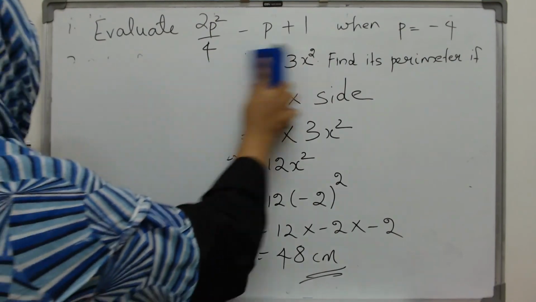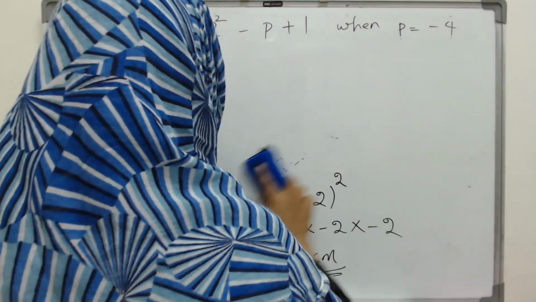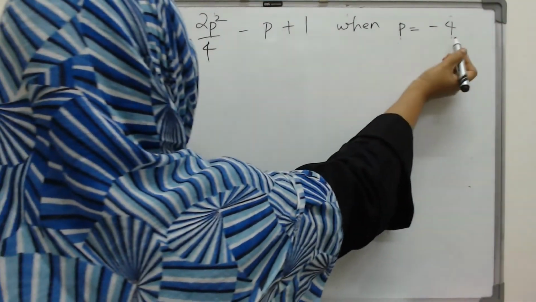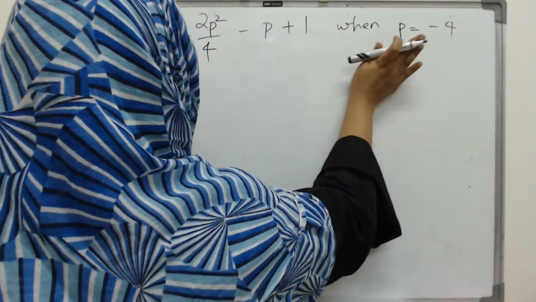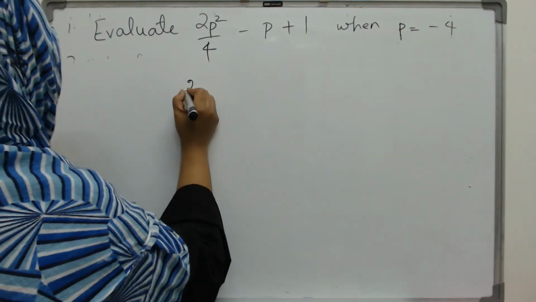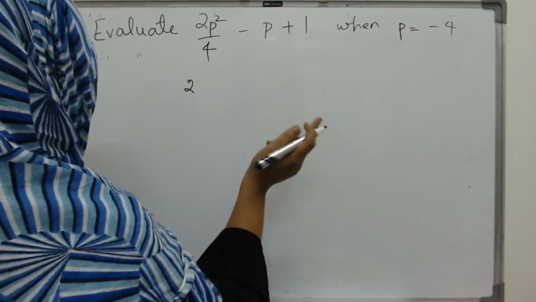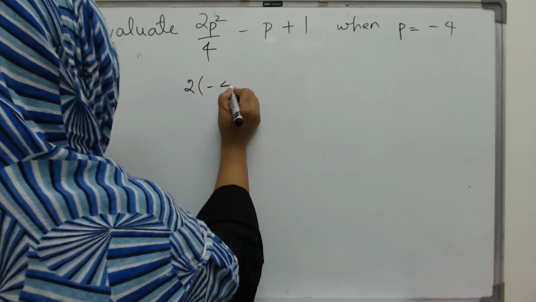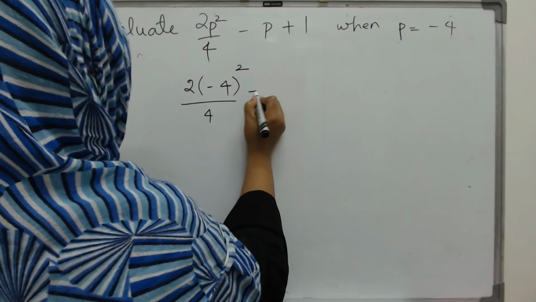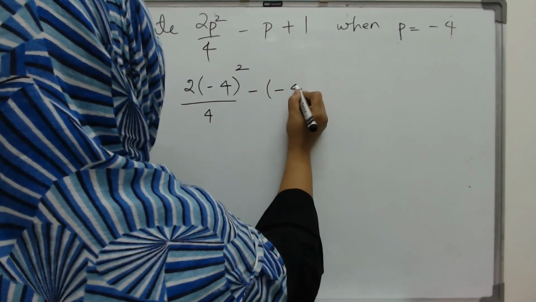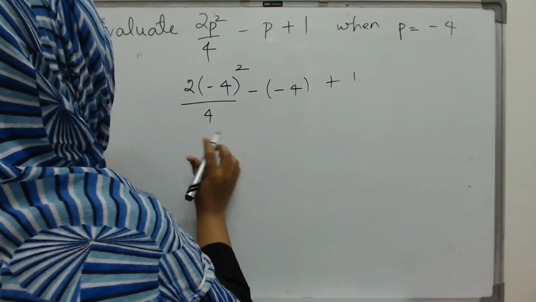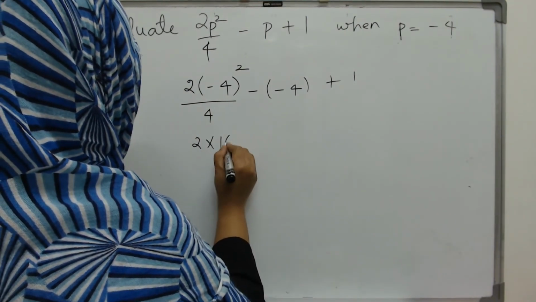And the last question here is to evaluate an expression if the value is given. So what does that mean? Wherever you have p, you put minus 4. 2, here you have p square. Do not forget to put the bracket. Again p. So this means 2 into 16.